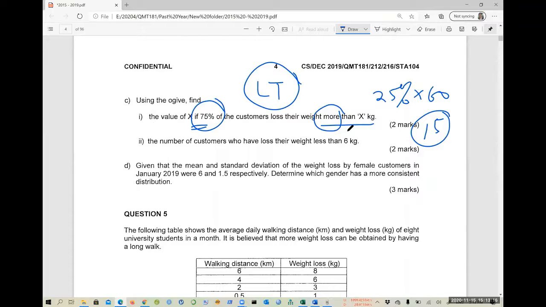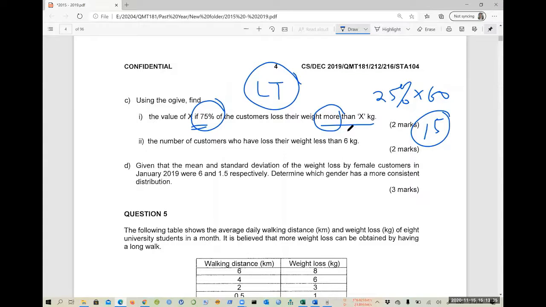Okay. Sebab dalam konsep ni, bila less than, 25% is less than that value, 75% is more than that value. So you have to find using the 25%. Tapi kalau soalan dikatakan less than X, so that means you have to use the 75%.